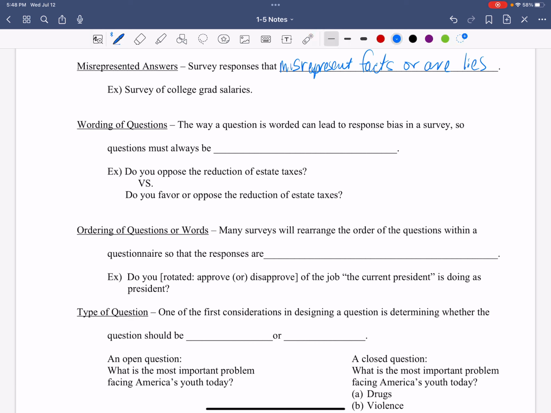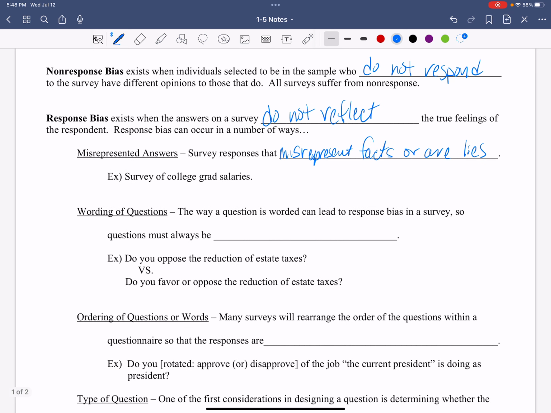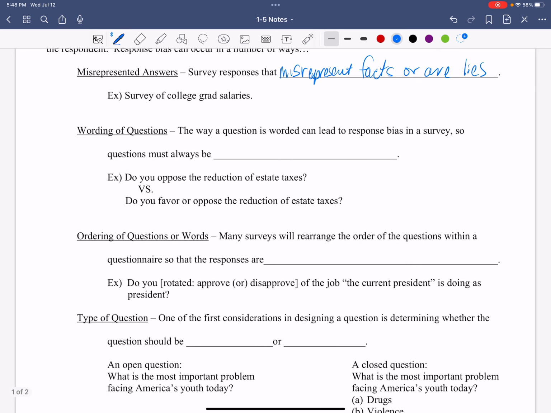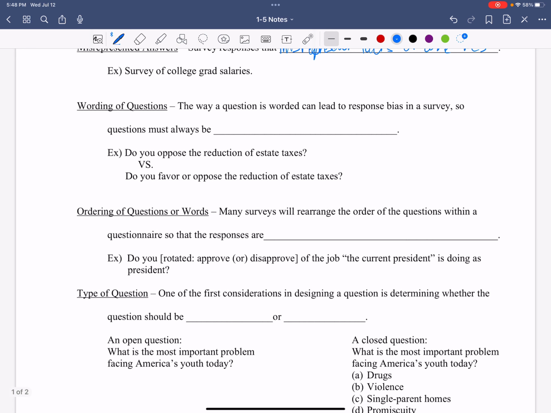Right? Okay. How about the wording of the questions? This is another type of bias that you have to pay attention to. And remember, we said every single survey has bias. So you could misrepresent your answers in a survey. You could have a wording of the question that makes an issue. So the way a question is worded can lead to response bias in a survey. So questions must always be asked in a balanced form.